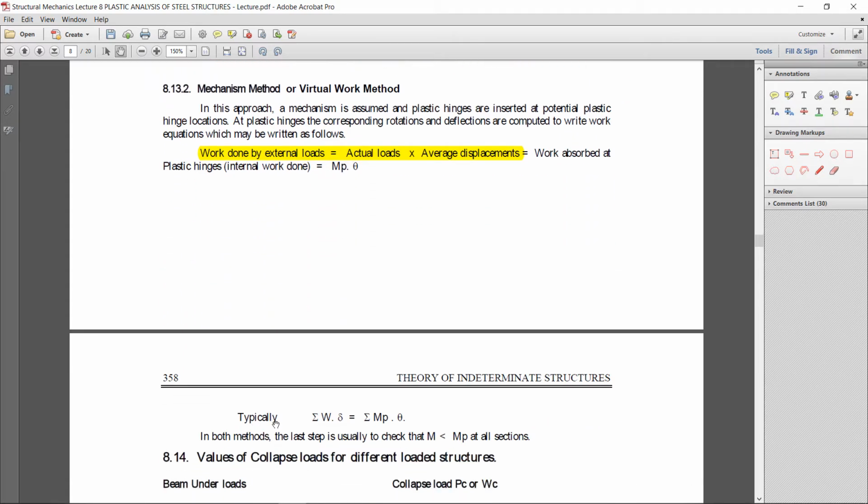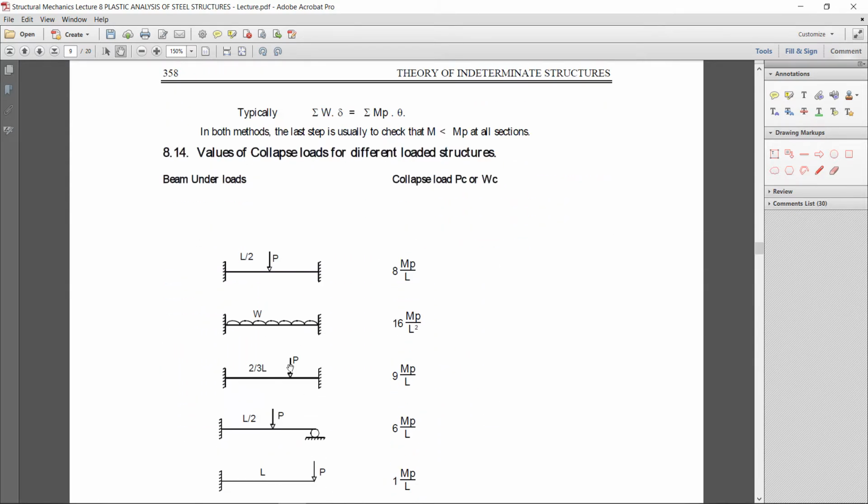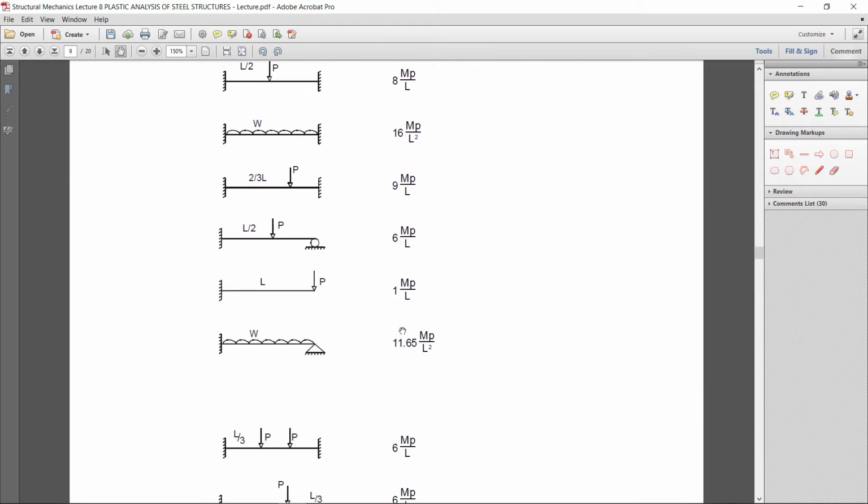Here in the equation form, the external loads cause deformations in the structure and the internal loads cause rotation in the structure. Okay, that is internal loads. Here are the values of collapse loads for different loaded structures. If that is a fixed ended beam with a point load, then the collapse load value is 8 Mp over L. Similarly, for a fixed ended beam with UDL, the collapse load is 16 Mp over L square. Similarly for other beams.